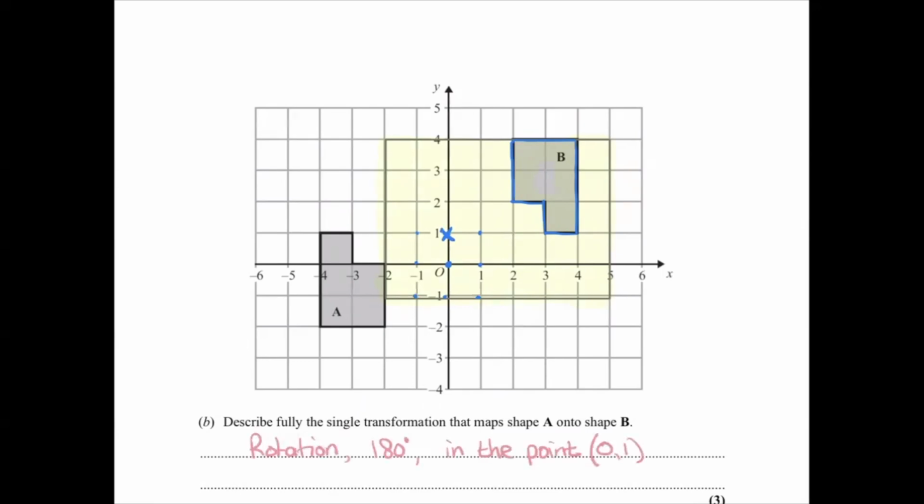Now, if we had done that rotation and it hadn't looked already in that same position, just slightly off, if it was completely different, then you know to rule the rotation out and to then start looking for that mirror line and work out what the reflection would have been. But in this case, as we can see, it's a rotation.